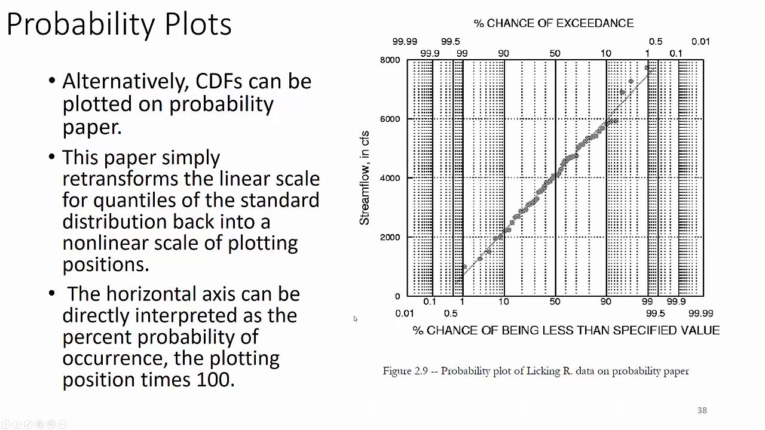So the horizontal axis can be directly interpreted as the percentage probability of occurrence, the plotting position times 100. You have a chance of exceedance at the top or a chance of less than at the bottom, depending on how you enter the graph. So you have 99% of the data, or 90% of the data, are larger than this point, or 10% or less than this point. Pretty straightforward.